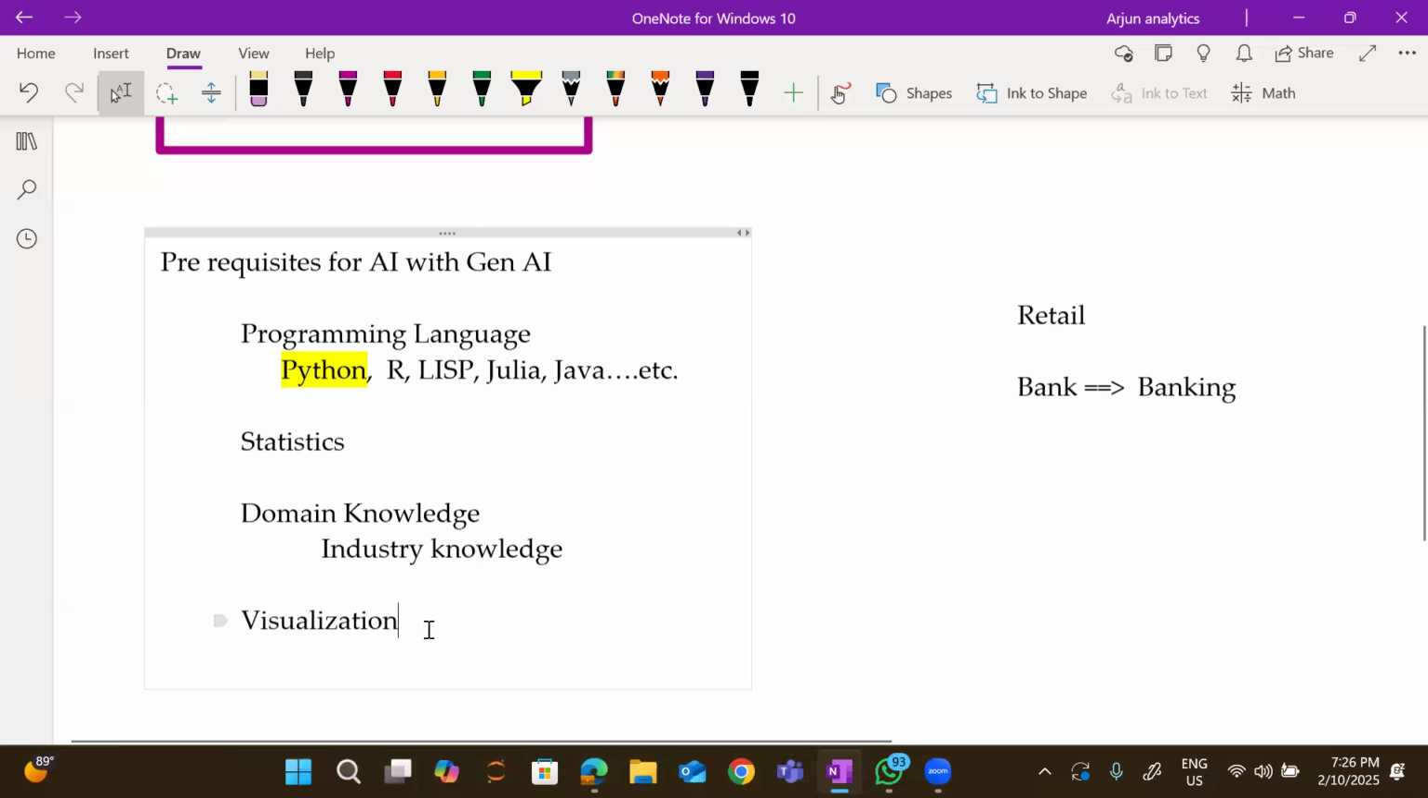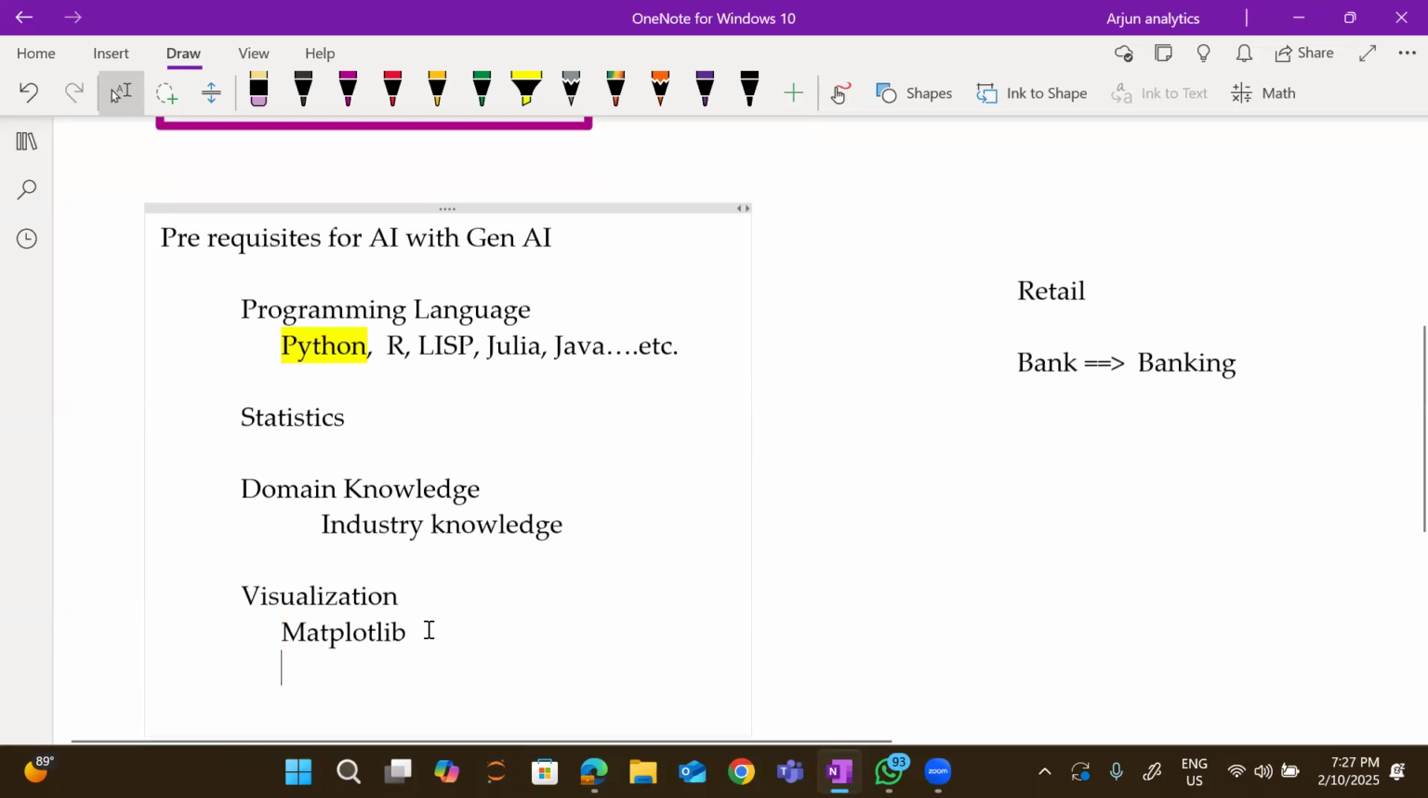This is usually done with some tools and libraries like matplotlib and Seaborn, etc. These are the libraries we are going to use to present the data. So these are some of the prerequisites for you to understand.